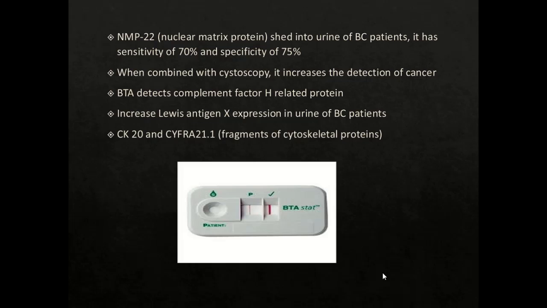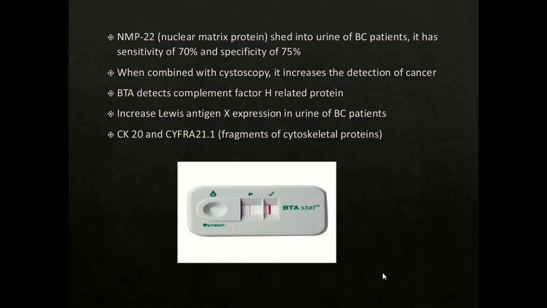Bladder tumor antigen detects the complement factor H related protein, which is secreted by tumor cells. There is increased Lewis antigen X expression in urine of bladder carcinoma. Normally, Lewis antigen X is not present in the urothelial cells. But when there is bladder cancer, the cell will express the Lewis X antigen.